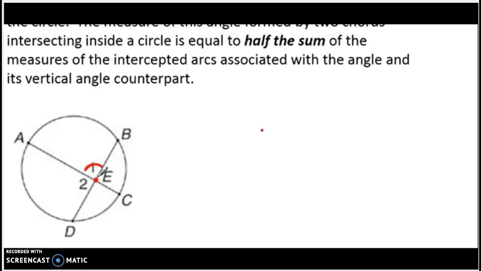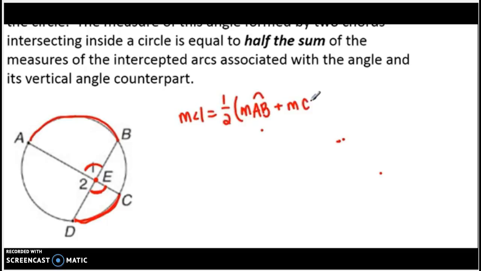Its measure is going to be formed by taking the sum of its intercepted arc. And if we look at the picture, its intercepted arc goes from A to B, and the intercepted arc of its vertical angle, so if we look across, there's its vertical angle, is going to be the arc from C to D. So in other words, the measure of angle 1 is going to be equal to half of the sum of the measure of arc AB plus the measure of arc CD.